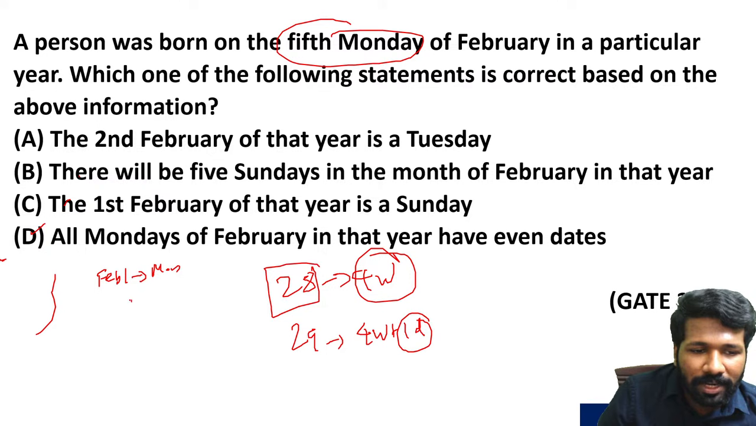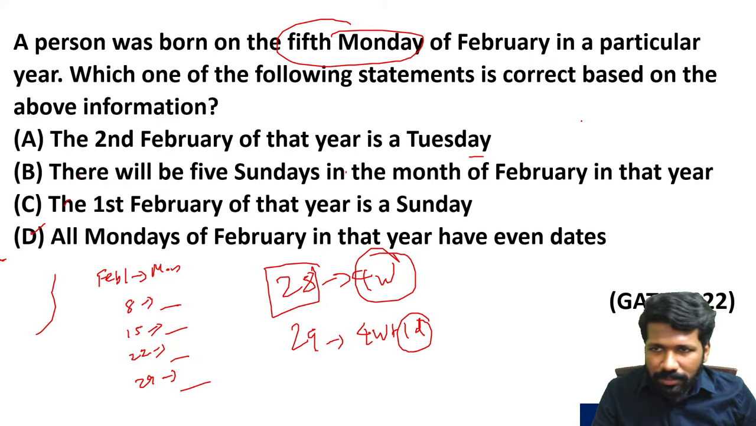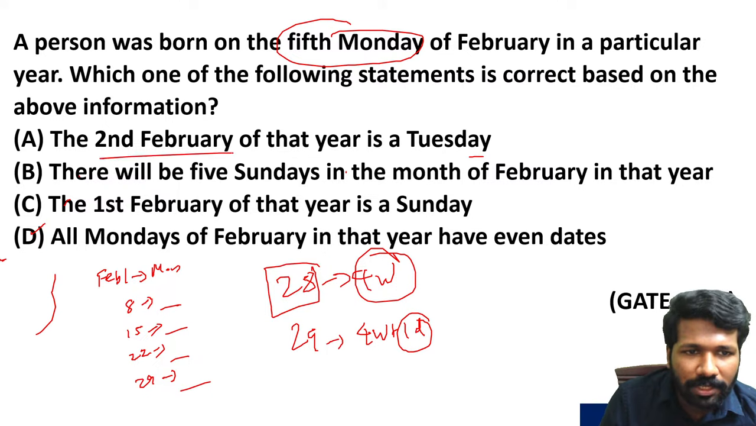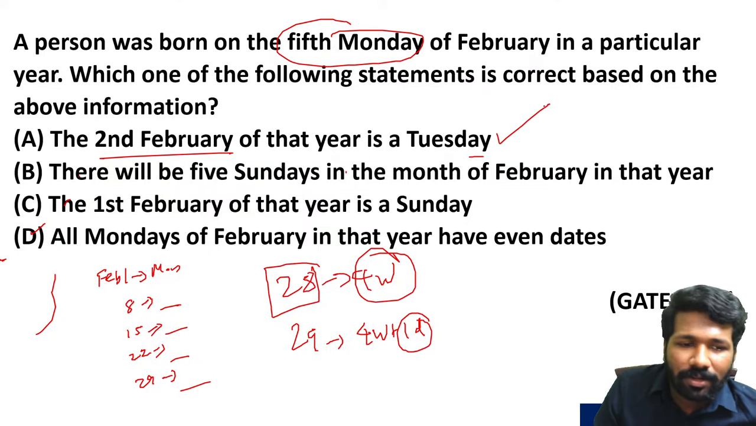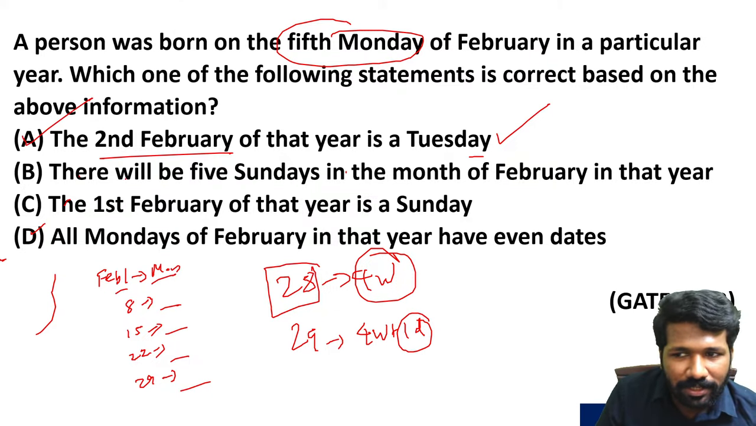Because if Feb 1 is Monday, Feb 8 will be Monday, Feb 15 will be Monday, Feb 22 will be Monday, Feb 29 will be Monday. Are you getting the point? All these are Mondays. Now read the question. Which one of the following statements is correct based on the above information? 2nd February of that year is Tuesday. That is totally correct, because 1st February is Monday, so 2nd February is Tuesday, so option A is correct.